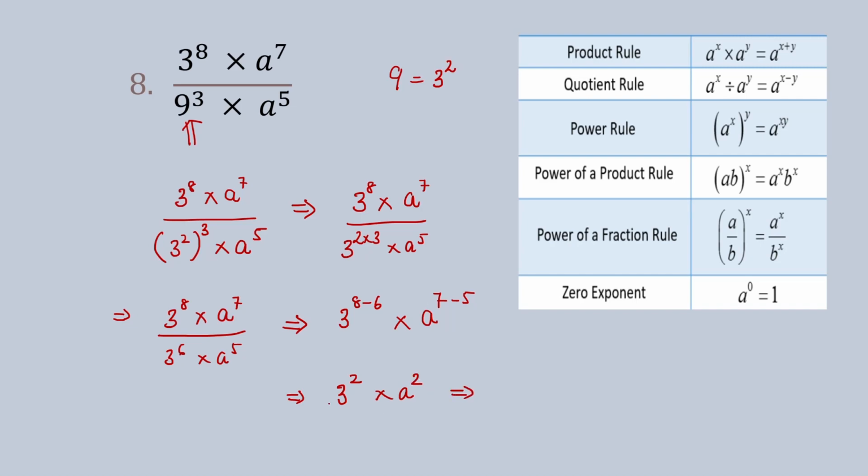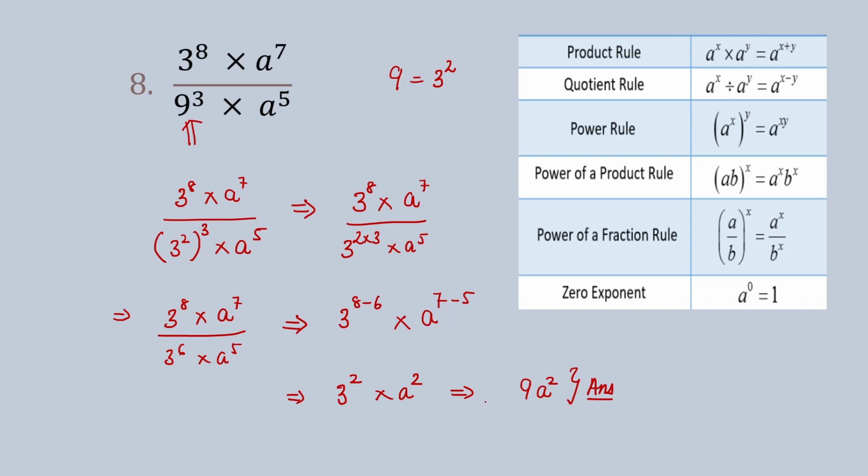This you can solve it further. 3 raised to the power 2 is 9, a square, and this is your answer. As base and exponent both are smaller in number, so we can expand it.